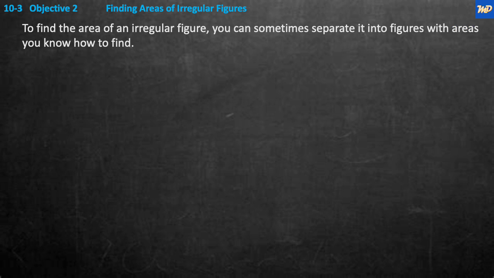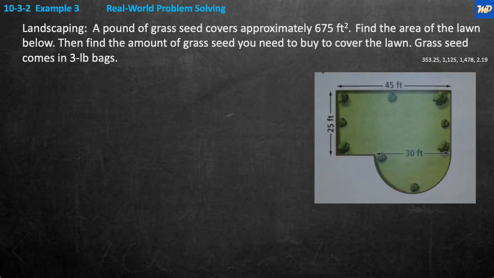Okay, they're telling us here on objective 2, finding areas of irregular figures. To find the area of an irregular figure, you can sometimes separate it into different figures with areas you know how to find. You can't find the area of the big figure, but you can maybe break it into small pieces that you can add and subtract and combine your answers. So we'll see how that goes.